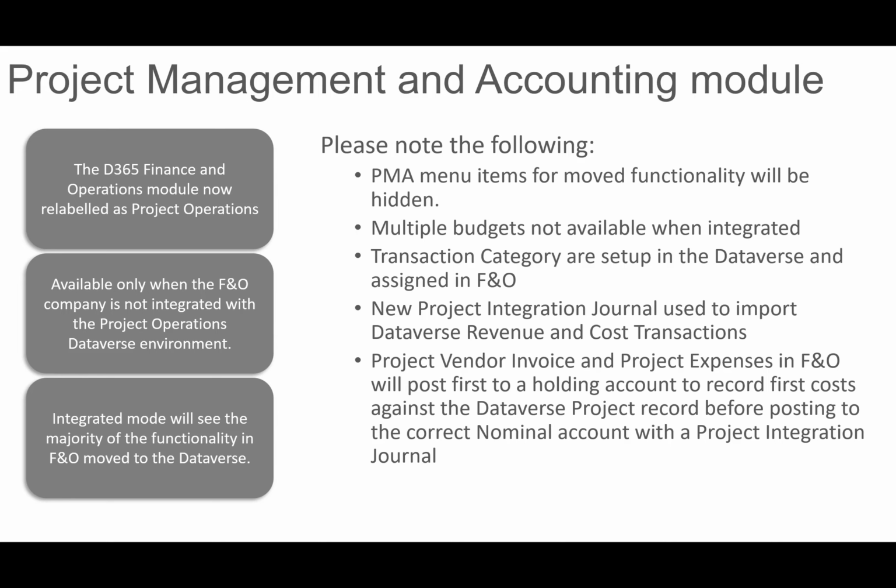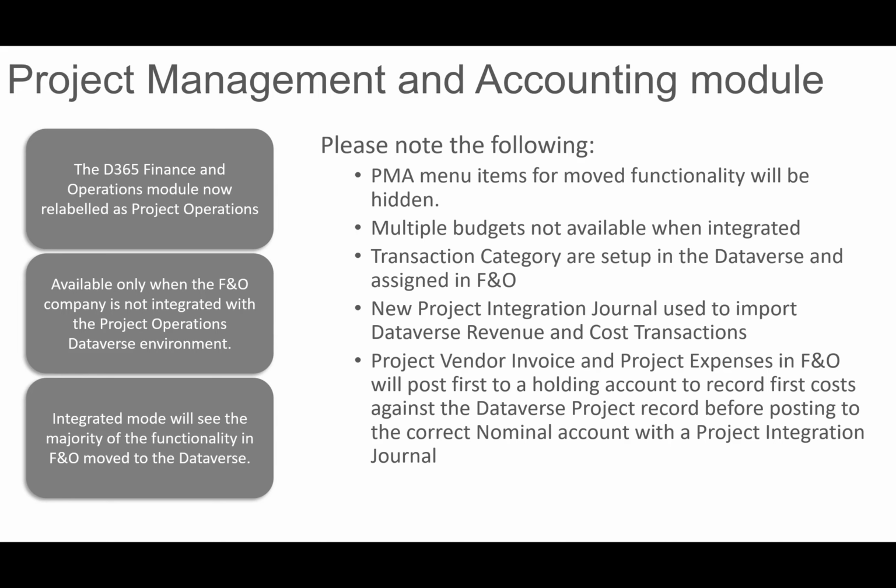One key point to note is that although the functionality has simply been moved but not removed, one option that will be noticeable is that multiple budgets are not available today. So we can only have one budget, which a project task and the milestones will all be assigned against, and unfortunately multiple versions of that budget or forecast are not available.